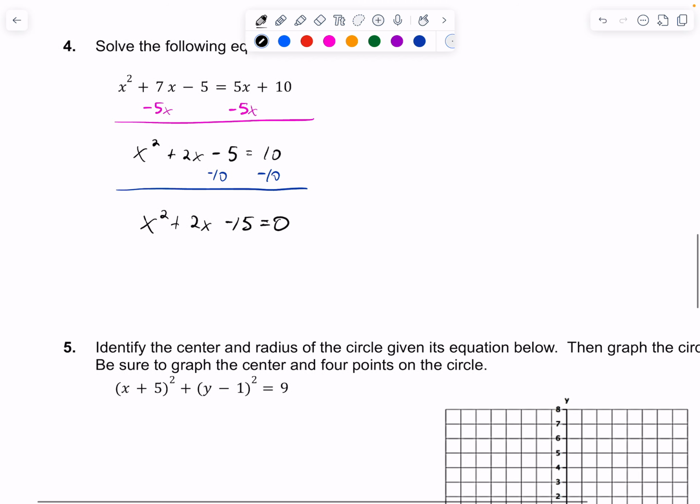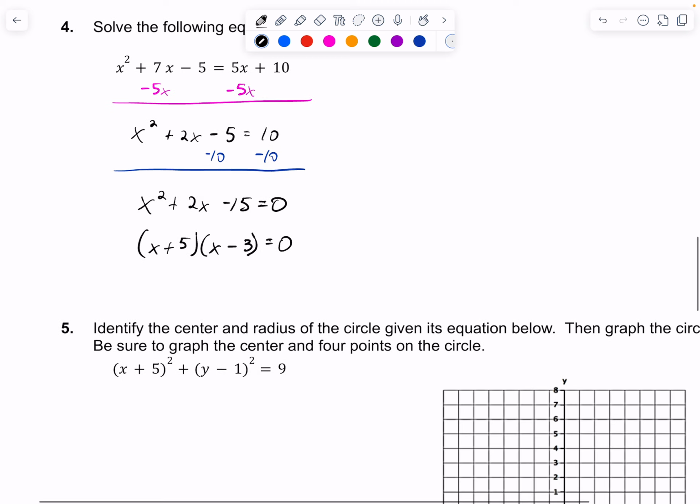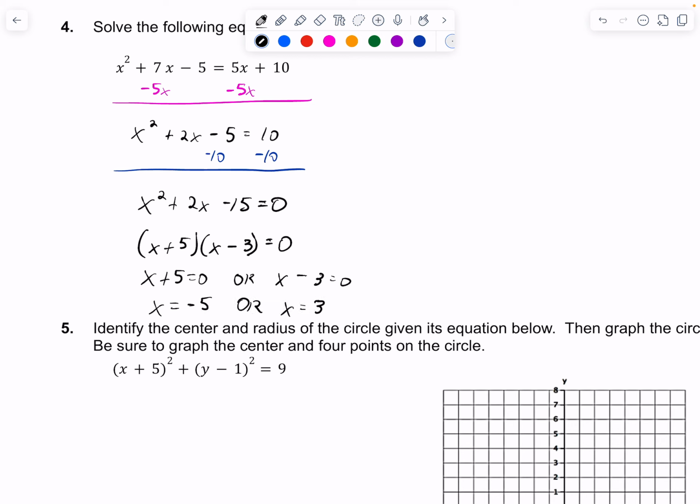All right, so factoring time. I need factors of negative 15 that are going to add to positive 2. So I know 5 times 3 is 15. I can make the signs work so that they can multiply to give me a negative 15. Like that, 5 times negative 3 is negative 15, and 5 plus negative 3 is positive 2. So setting each of these equal to 0 will give me my two solutions. So x equals negative 5 or x equals positive 3. Okay, so that is it for number 4. Let's move on to number 5.